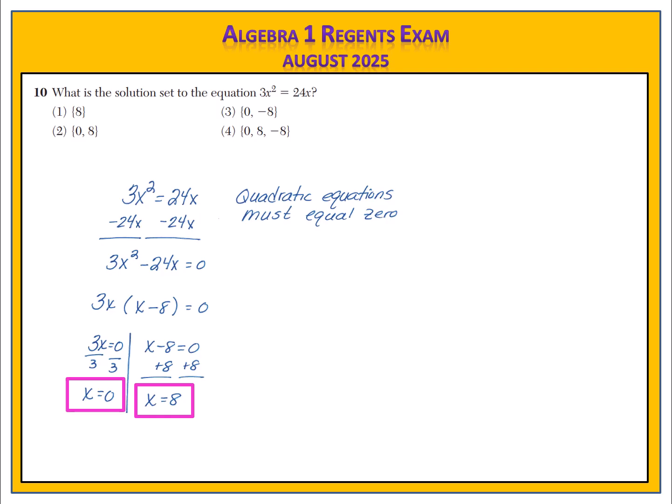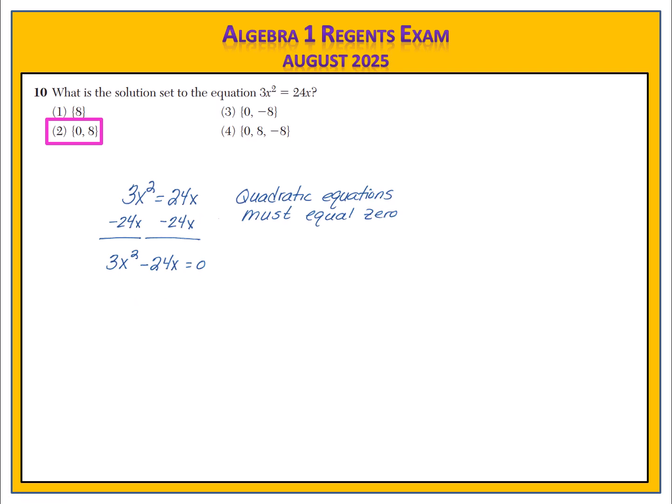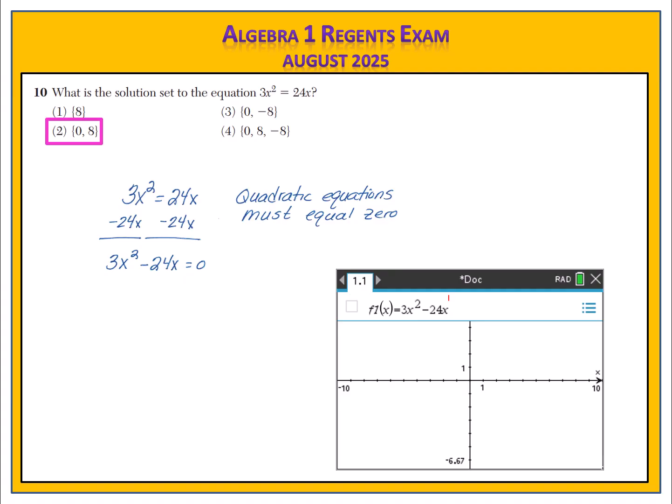Notice the four choices. They are written in set notation with the x values written within the squiggly brackets. We are looking at choice number 2 as our answer. Another option, with our equation equal to 0, would be to solve the equation by graphing. Simply go into your calculator, create a graph, and enter 3x squared minus 24x. Delete your label and adjust your window, and then find the zeros.